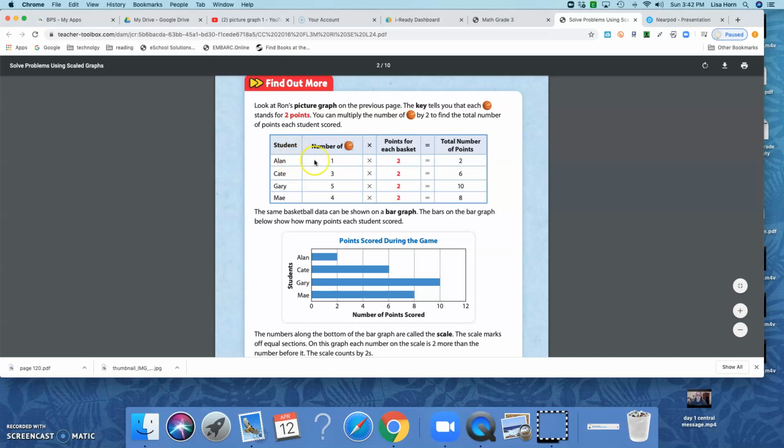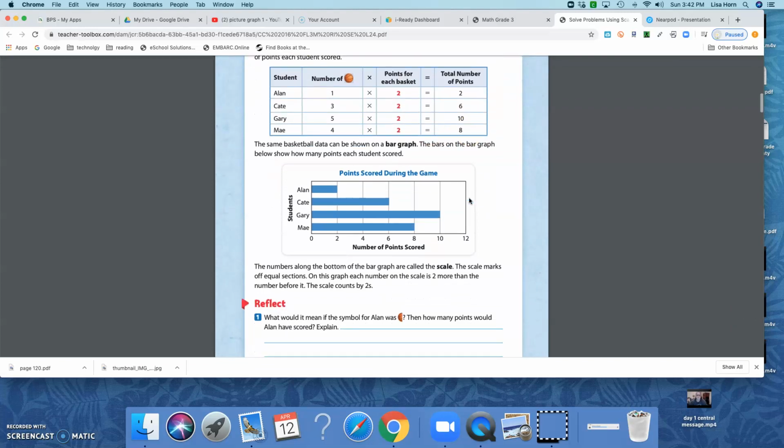So Alan has 1 ball times 2 equals 2 points. Kate has 3 balls times 2 equals 6. Gary has 5 balls times 2 equals 10. May has 4 times 2 equals 8.